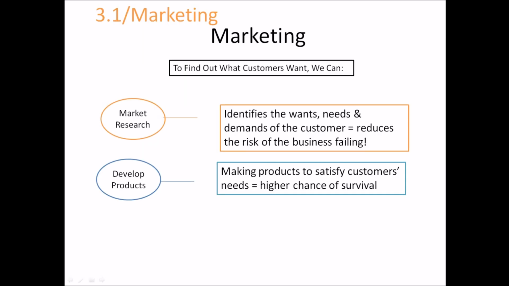Alright then, so there are 5 parts of Unit 3, and the first part is obviously 3.1, and that's all about marketing. The first little bit about marketing is how businesses can find out what customers want. To do this, they use market research. This identifies the wants, needs and demands of the customer, meaning there will be a reduction in the chance of the business failing. You then develop the products based on the market research you gathered. That means your customers will be satisfied, and then there'll be a high chance of survival.